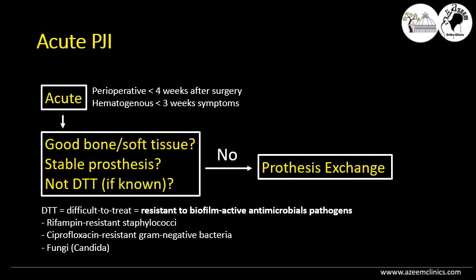If you have a 3-no, that means that you have a bad soft tissue and bone condition, or an unstable prosthesis, or a difficult to treat pathogen like rifampicin resistant Staph aureus, ciprofloxacin resistant gram-negative bacteria, or fungi like Candida. So there is no way to preserve the prosthesis you have. You have to go to prosthesis exchange immediately.